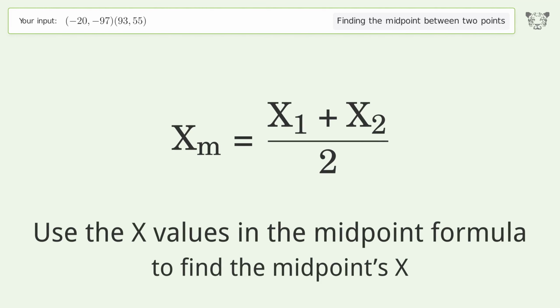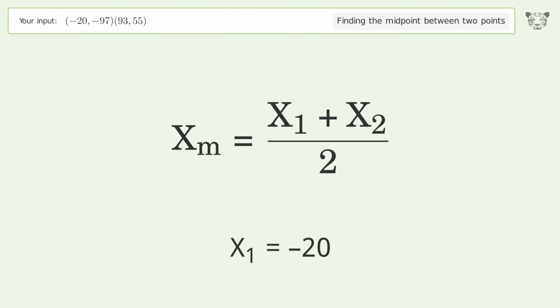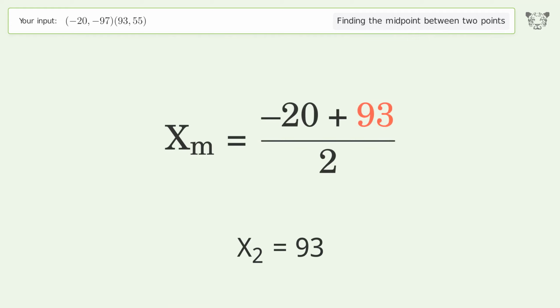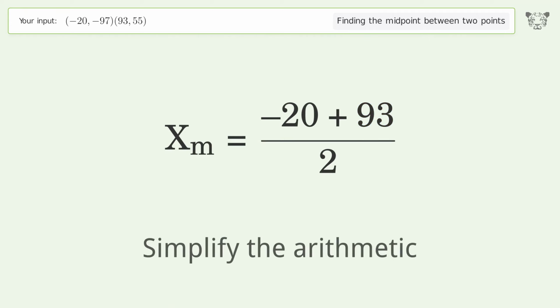Use the x values in the midpoint formula to find the midpoint's x. x1 equals negative 20. x2 equals 93. Simplify the arithmetic.